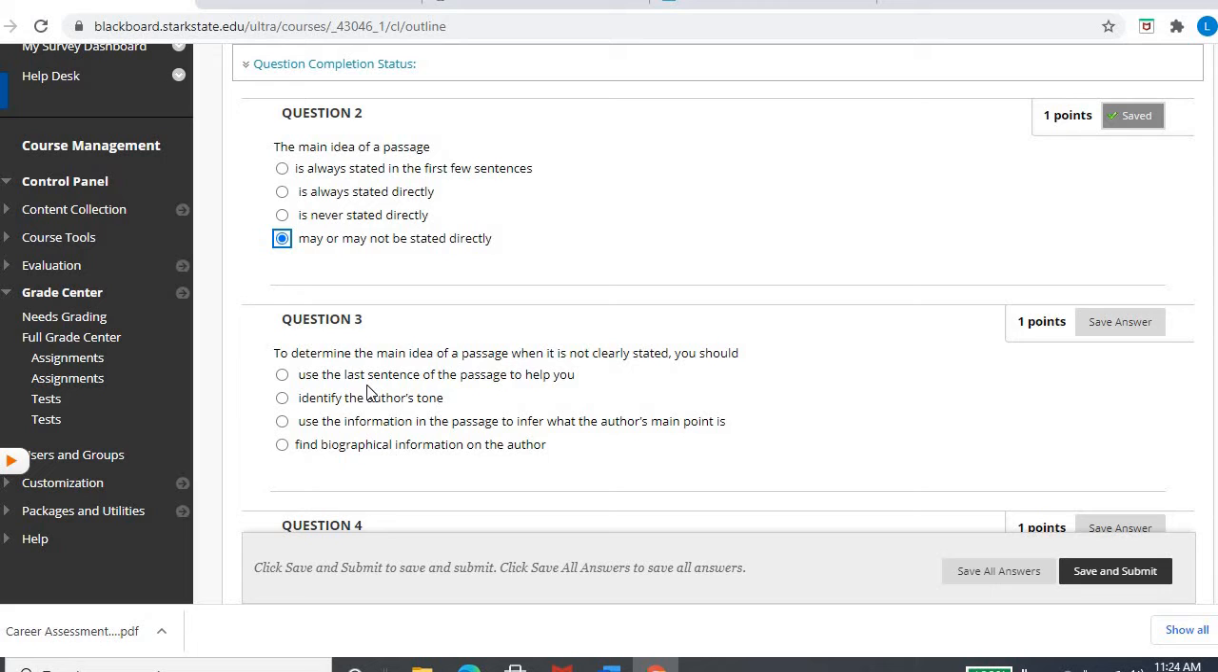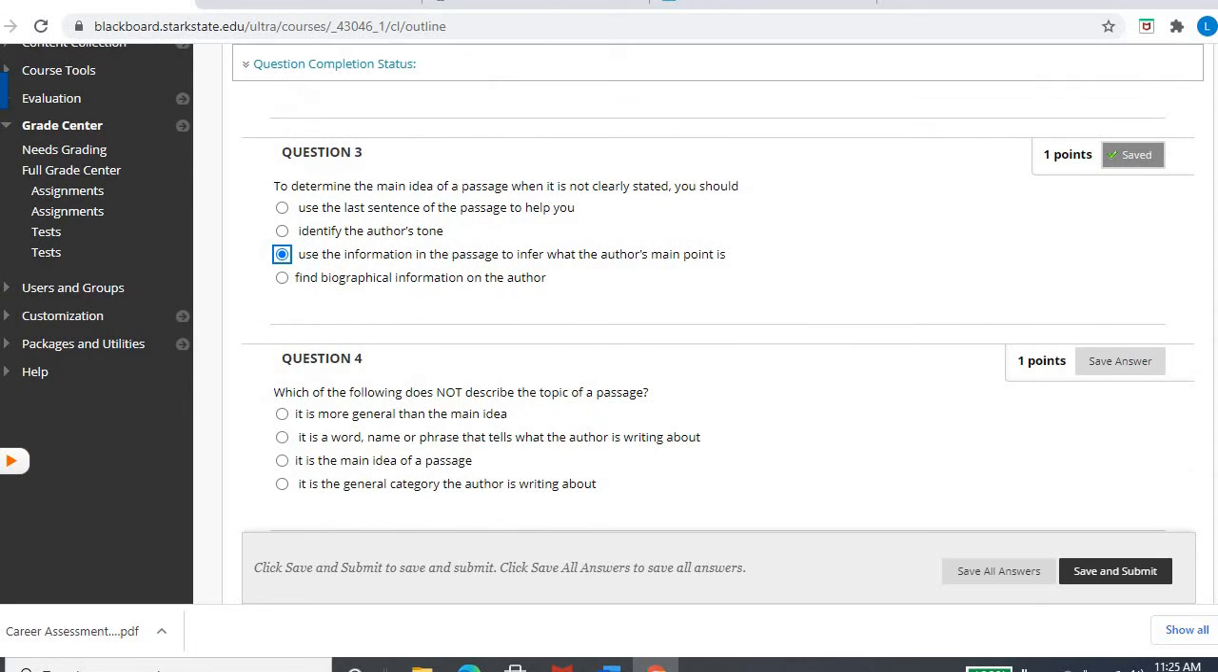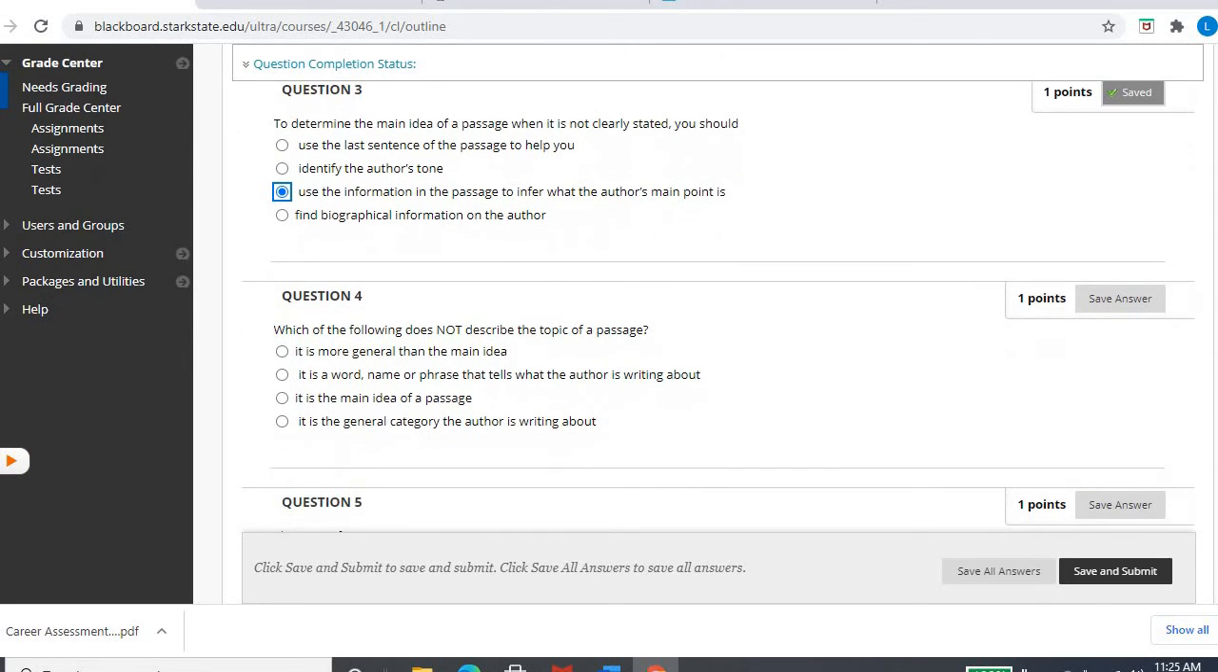So if you have a situation when the main idea is not clearly stated, what are you doing? Well, obviously you can't use the last sentence, because if it's not clearly stated, the tone may help you, but it's not going to necessarily point you 100% to that main idea. So what you're doing is basically inferring. You're using the clues to come to a logical conclusion about what the main idea is revolving whatever paragraph you're reading. Question 4, which of the following does not describe the topic of a passage?